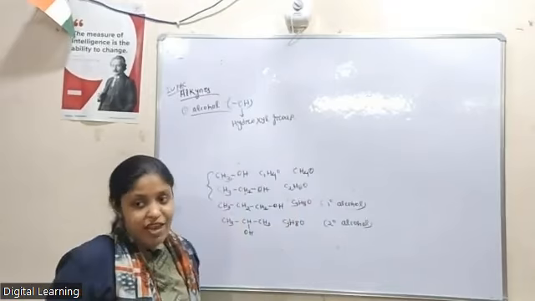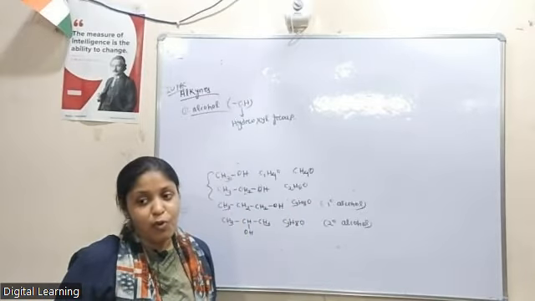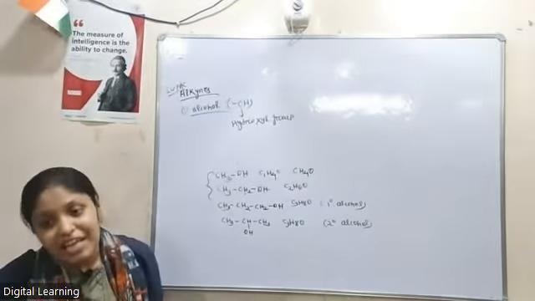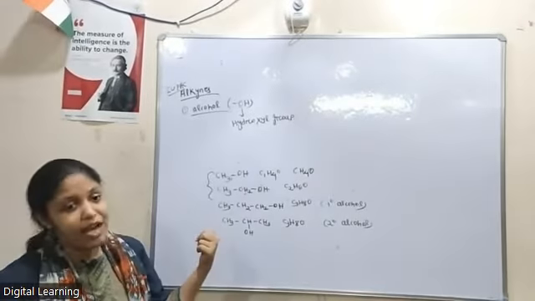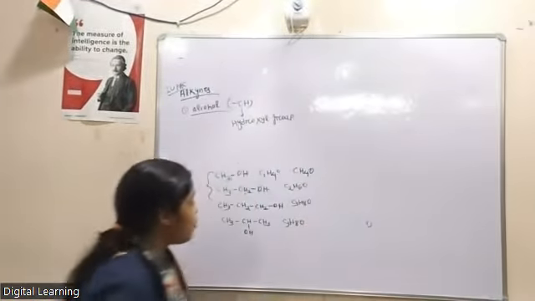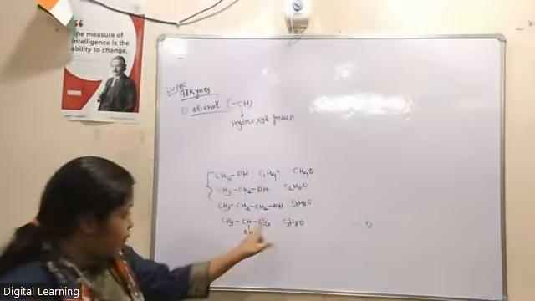So the functional group can be attached to a 1-degree carbon atom, 2-degree carbon atom, or 3-degree carbon atom, depending upon the number of carbon atoms to which the functional group is attached. The classification of different functional group containing organic compounds can be done this way. Okay, for now leave this, we will study it in the next class.